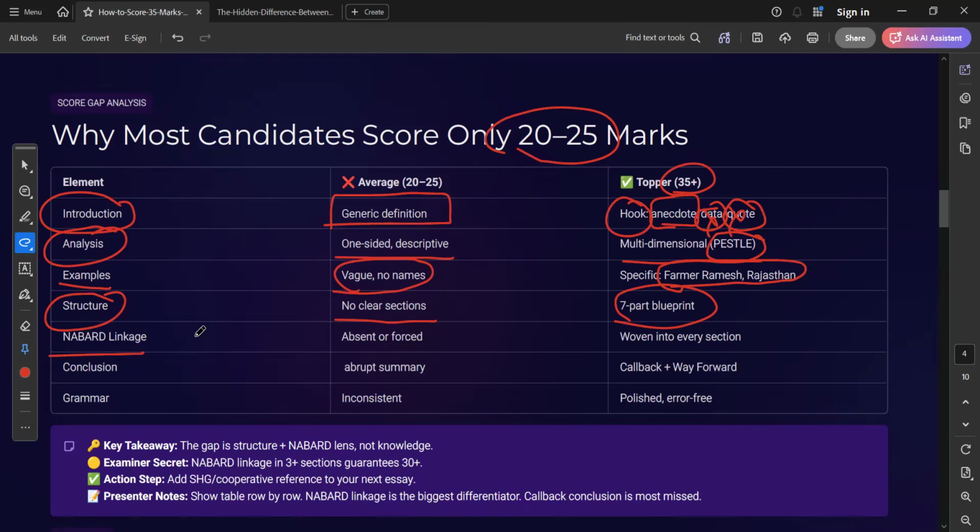NABARD linkage. Not much NABARD linkage is required, but it should be intellectually woven into the arguments that you are giving. For that, I think the one-stop solution is to read the NABARD report, find out the case studies, understand them, and then use them. You will get very good marks. I can guarantee you that. And it's a very good repository of case studies, I must say.